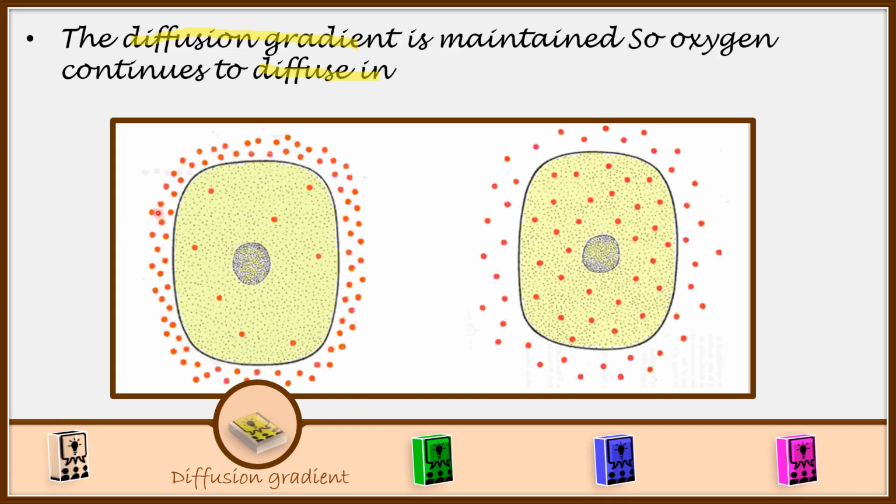Why? Because outside there will always be a lot of oxygen compared to the oxygen inside. Why is the oxygen inside lower? It's because most of the oxygen that enters is used up by the process of respiration. Therefore, its concentration reduces inside. Yet outside, its concentration is high. That is why there is always a diffusion gradient maintained. And this makes oxygen continue to diffuse into the cell.